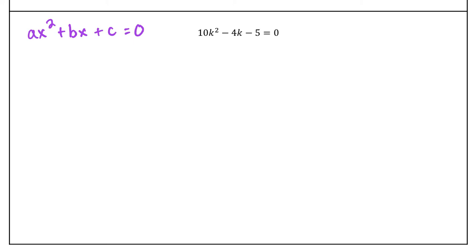If I'm looking at this example that we're going to go through, even though these are k's instead of x's, so my bad, it means that the number in front of that's a part of our squared term is a. So a is 10. The number in front of our x term or k term here is b. So b is -4. And the number that's just right here to the side is c.